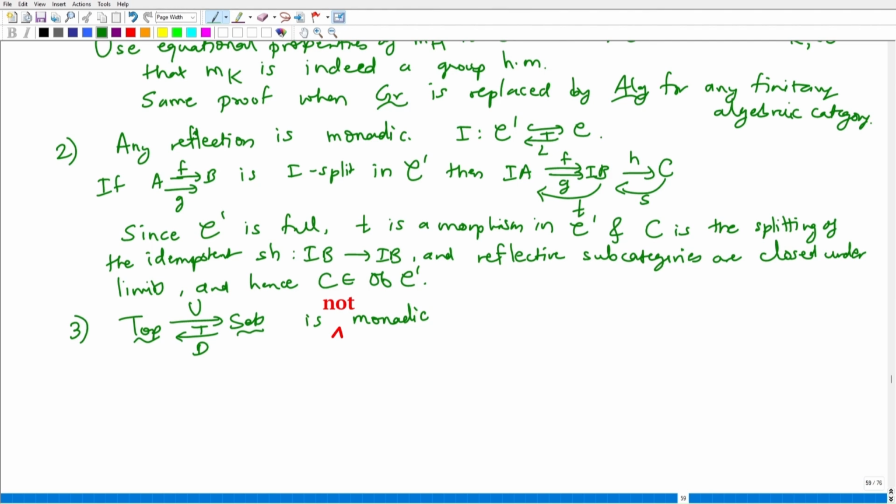This is not monadic because what will be UD? UD will be just 1 sub Sets, its identity. You take any set, discrete topology, forget about the topology, you get back the functor. And this is the monad induced by this. T is identity, then eta is appropriately 1 sub Sets, and mu is also 1 sub Sets. Nothing is happening anywhere. And obviously, identity monad is not going to generate the category of topological spaces.